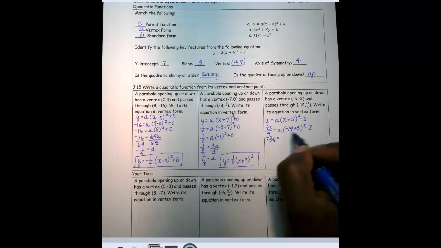A parabola opening up or down has a vertex of (-5, -2) and passes through (-14, 73/4). Write the equation in vertex form. So we've got y is equal to a, and I know this is (x plus 5) squared minus 2. And then I'm going to fill in my y point as 73/4 is equal to a, and then my x is -14 plus 5, squared, minus 2. So I've got 73/4 equals, well, -14 plus 5 is -9, and we're going to square that, minus 2.